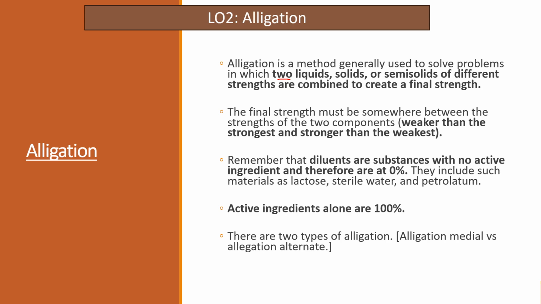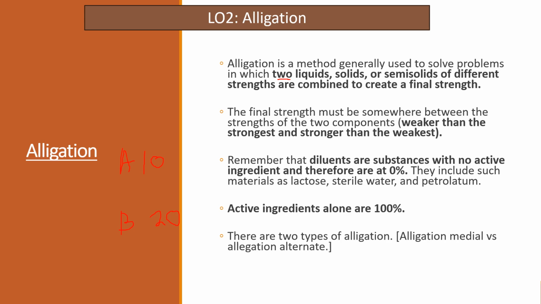So basically, the final strength, the one that you want to prepare, is somewhere between the strength of the two components that you add. It must be weaker than the strongest and stronger than the weakest. So if you have compound A with the strength of, let's say, 10%, and compound B which has the strength of 20%, when you add these two compounds, you might have the final strength in between 10 and 20. So it must be stronger than the weakest, meaning more than 10, and weaker than the strongest, meaning less than 20.